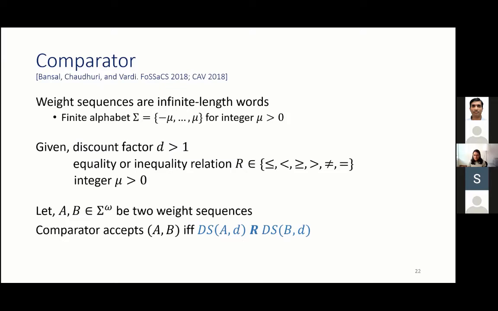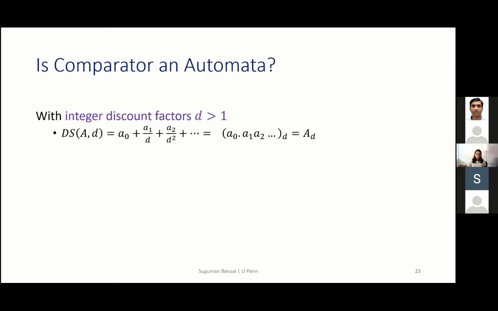Now, why is this heading towards compare without compute? Because if the word A comma B is accepted by this comparator, then we know that A is greater than B, and if not, we know that A is not greater than B. So if we can construct an automata for this language, then we would have reduced the problem of comparison to the problem of membership in an automata. So the real question is, is the comparator an automata?